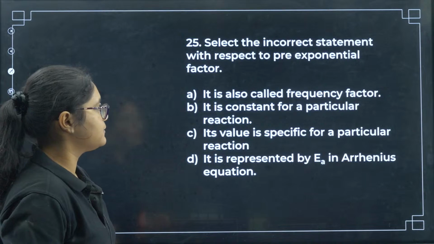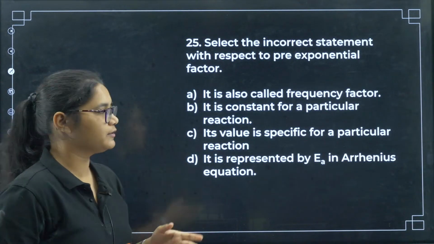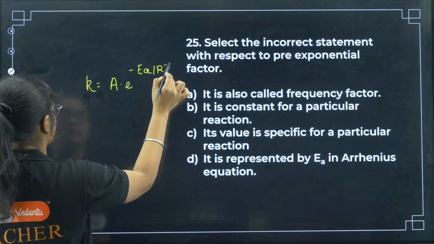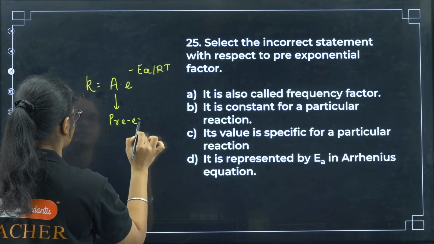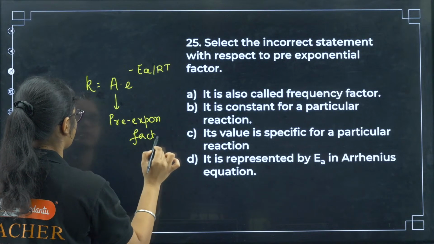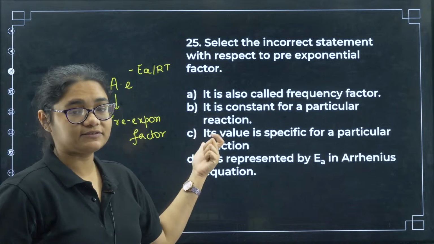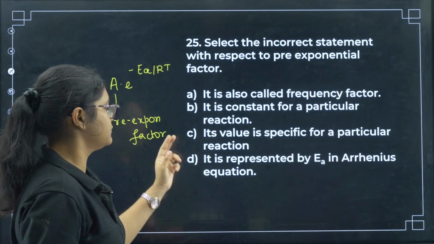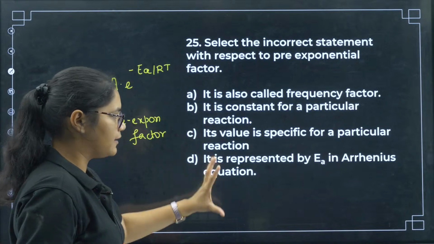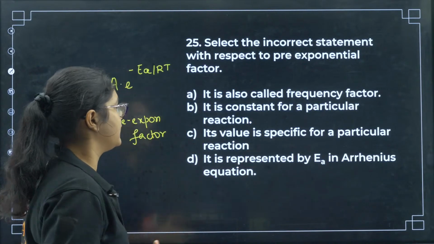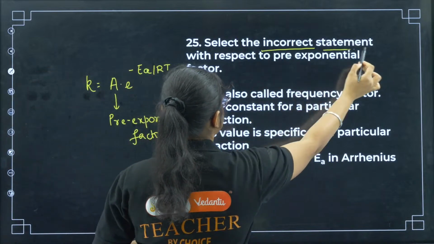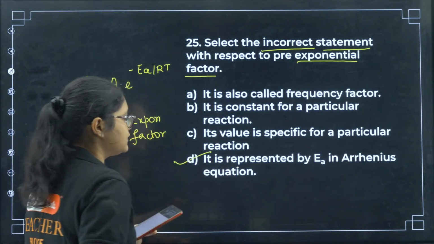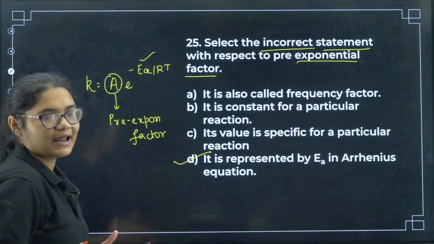Next, select the incorrect statement with respect to pre-exponential factor. So if you have remembered the Arrhenius equation, K is equal to A into e to the power of minus EA by RT, this A is called your pre-exponential factor. It is also called the frequency factor. It is a constant for a particular reaction. Its value is specific for a particular reaction. So these two options have the same meaning. It is represented by EA in the Arrhenius equation. So you have to find the incorrect statement regarding the exponential factor. Yes, 25D is the correct answer. It is represented by A. EA stands for activation energy.